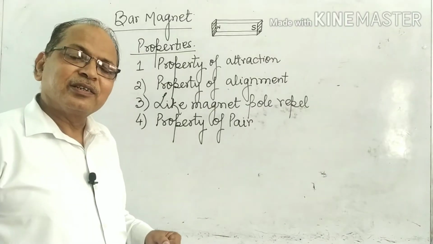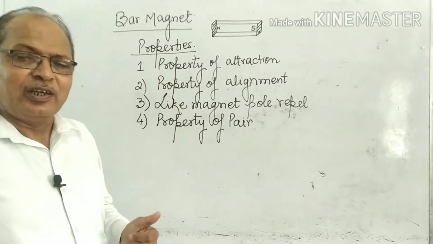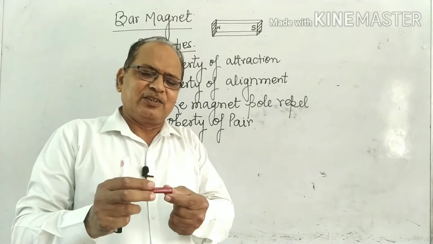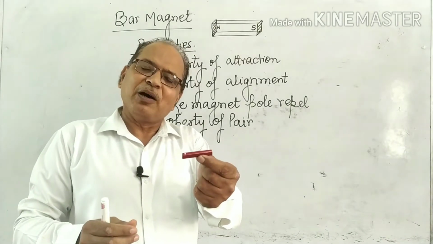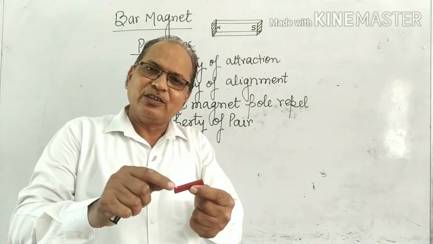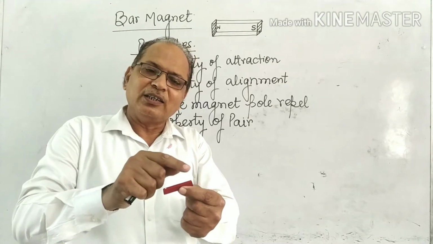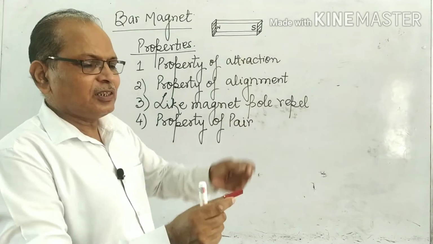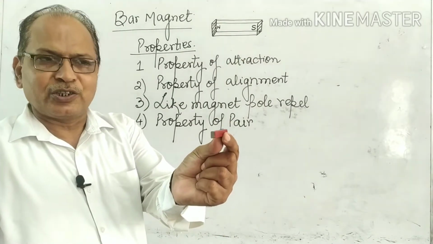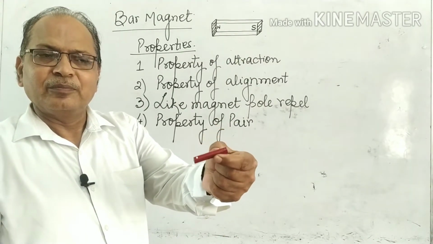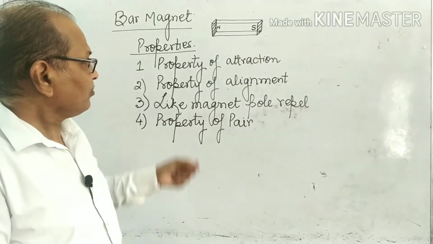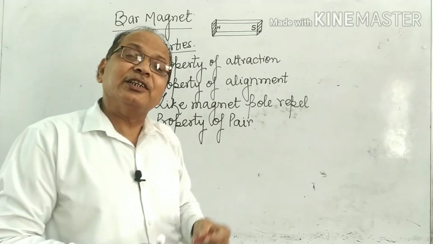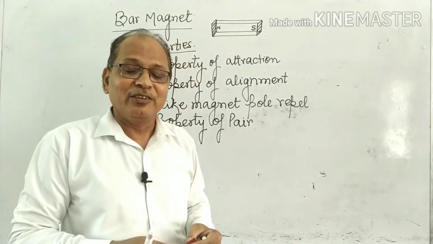Now, students, the bar magnet is a very simple magnet. See, this is a bar magnet. One end indicates north, the other end indicates south. See the cross section. And the properties related to this bar magnet are very interesting.